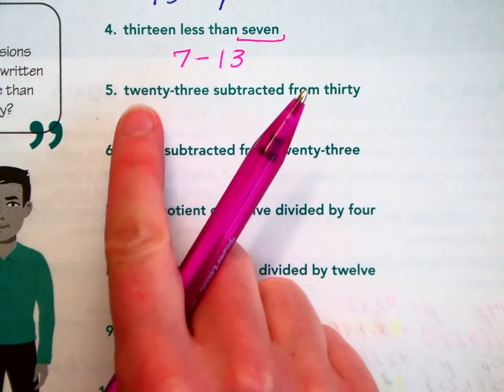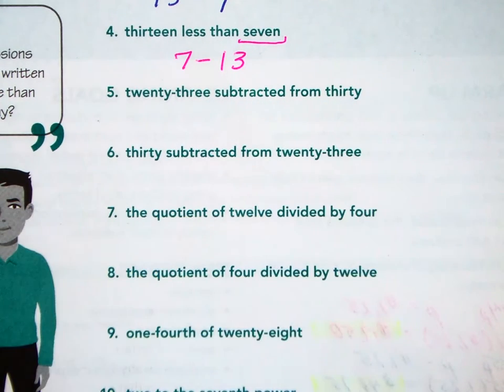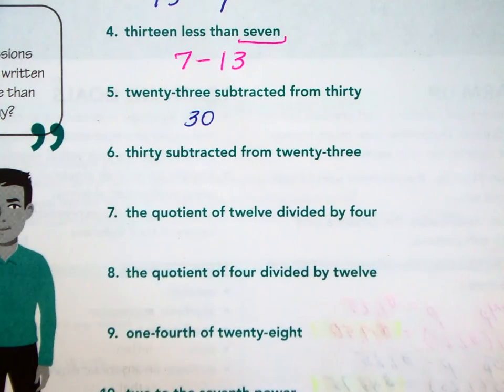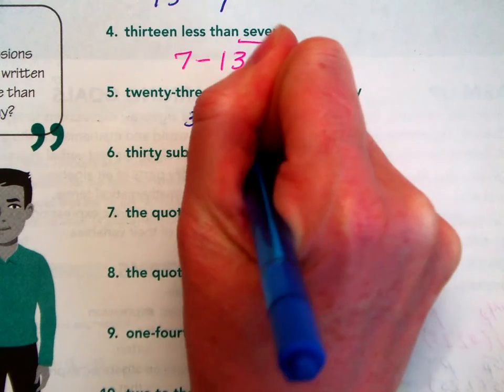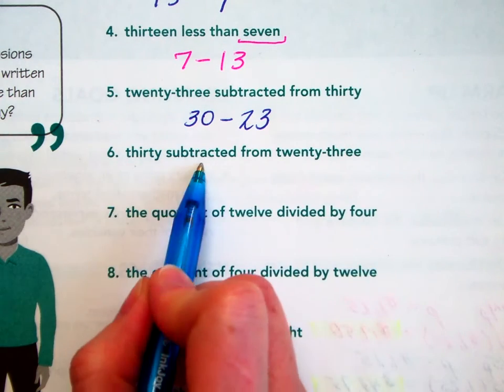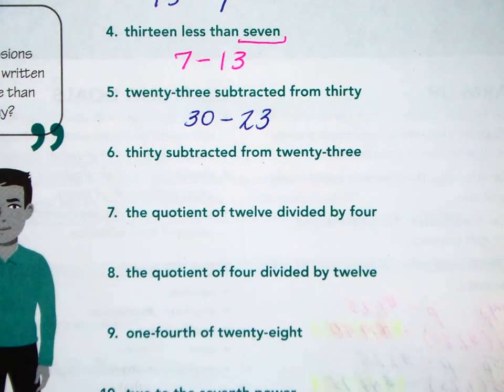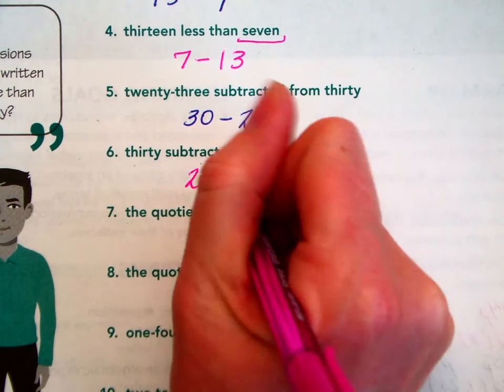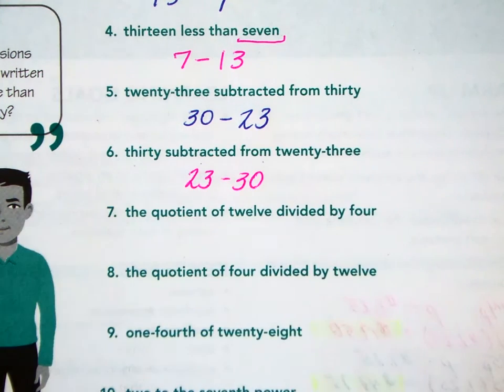Number 5, 23 subtracted from 30. Where are you beginning? 30. What are you subtracting? 23. 30 subtracted from 23. Where are you starting? 23. What are you taking away? 30. Looking like a negative integer again.